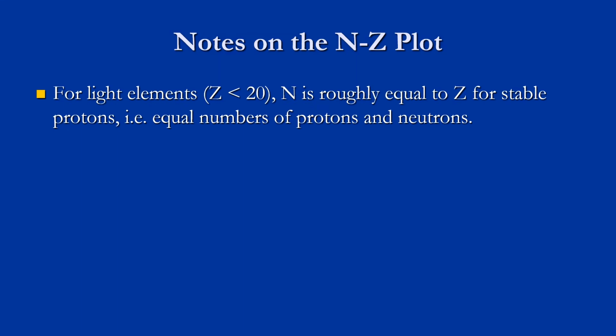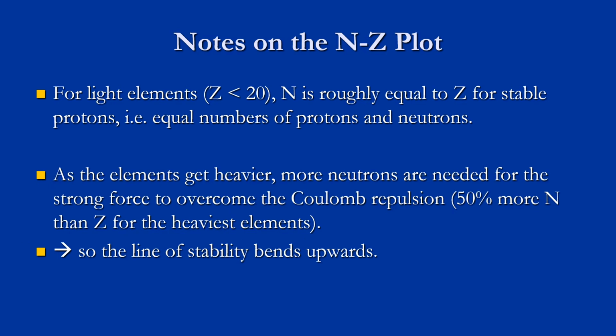So a few pointers on the NZ plot. Very light elements where Z is less than 20, N is roughly equal to Z, so they're very stable. As that Z number increases greater than 20, the neutron to proton ratio increases. More neutrons are required for the strong force to overcome the Coulomb repulsion. So we know protons are positively charged, and if you've got lots of protons in there, there's going to be a lot of repulsion.